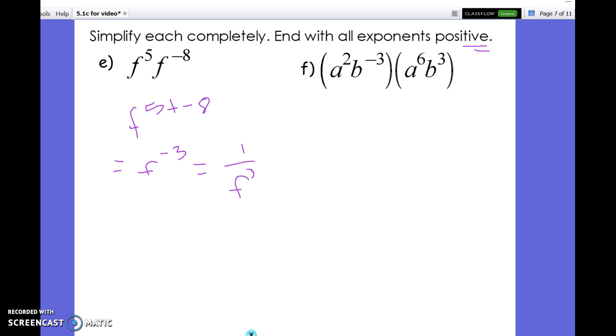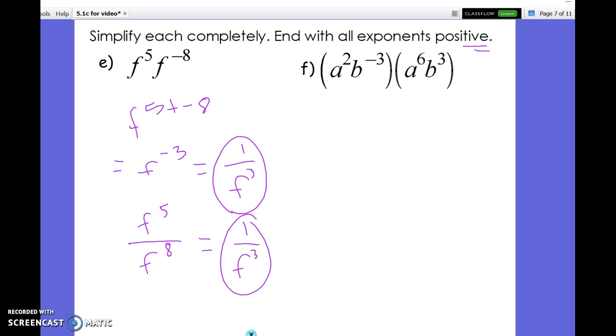If you wanted, you could look at it and say, well, f to the fifth power is positive, so that's going to be in the numerator. F to the -8 is negative, so that's going to be in the denominator. And then when we simplify that, again, we're going to get 1 over f to the third power. So it didn't matter which way we did it. It didn't matter if we used our product of a power rule or our quotient of a power rule. We ended up at the same place.